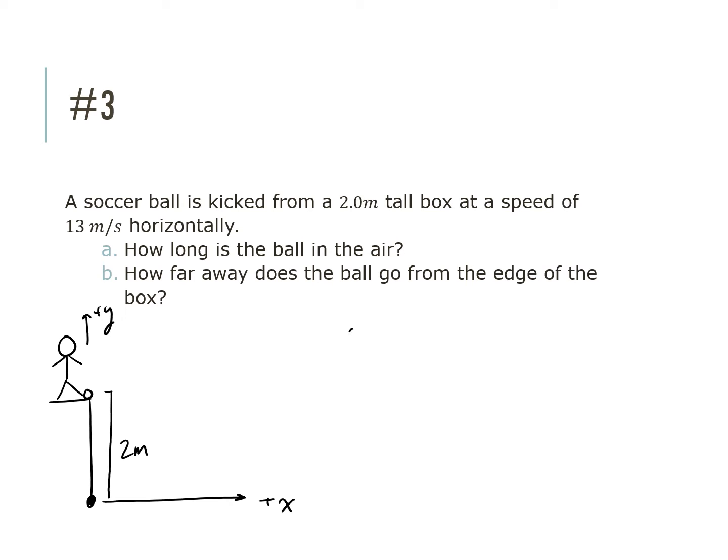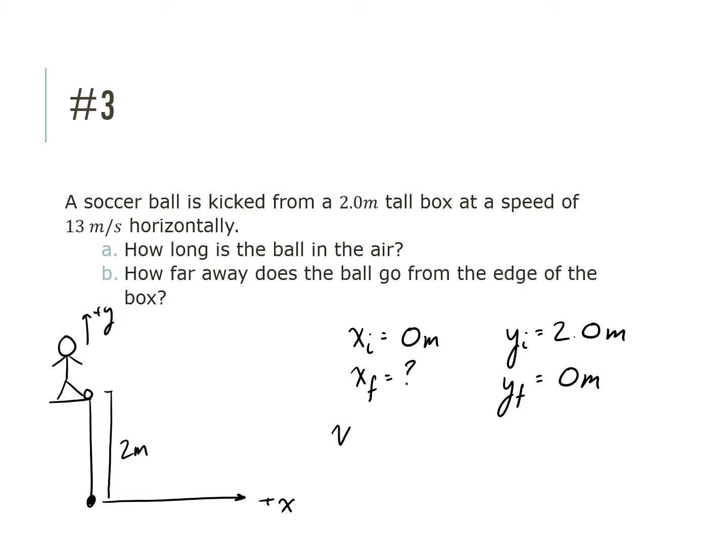So because of my origin, my initial position is going to be 0 meters for the x position, and my y position is going to be 2 meters. I don't know my final x position. That's going to be what I'm solving for in part B, so I can just leave that as a question mark. I am going to be landing on the ground. Again, based on my coordinate system, I've defined that as 0. The ground is 0 meters in height, so that will be 0.